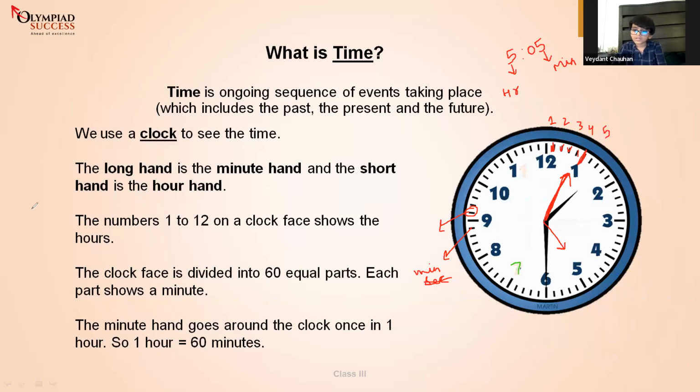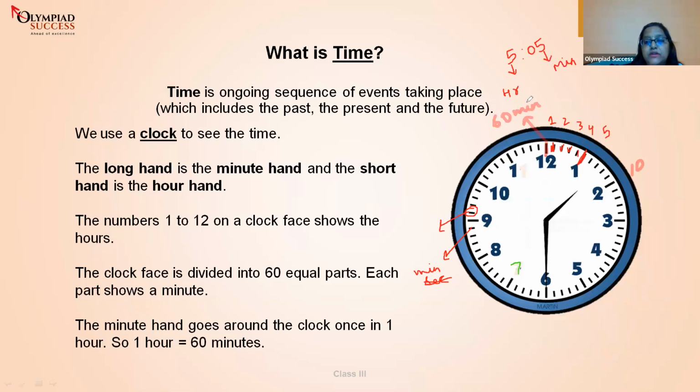Now if I go to the next 5 minutes and move on to 2, it will be 10 minutes. Similarly, if I move on to 3, it will be 15 minutes, and so on. Clear? Every small division in the whole clock is 1 minute. If you go with the multiples of 5, 5, 10, 15, 20, once you reach 12, you will get 60 minutes. That's why we say that 1 hour is equal to 60 minutes. It takes one complete round, and you get 60 minutes: 5, 10, 15, 20, 25, 30, like that.